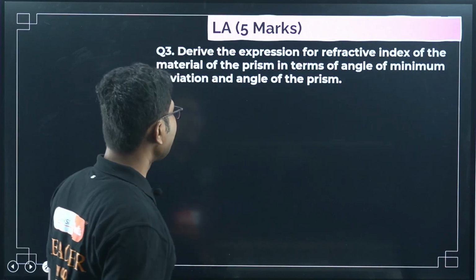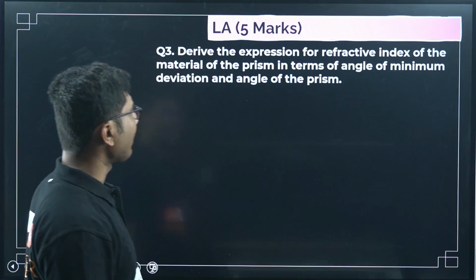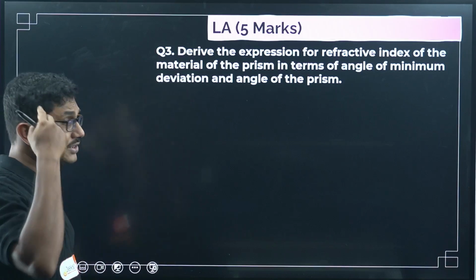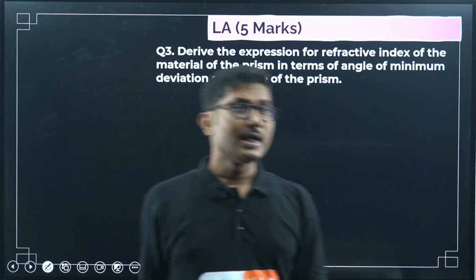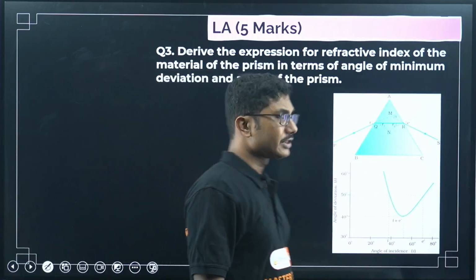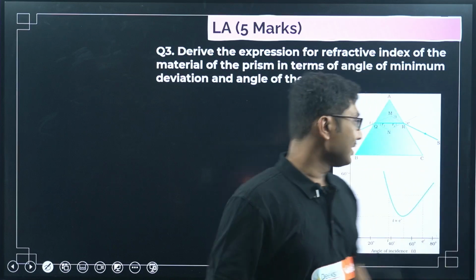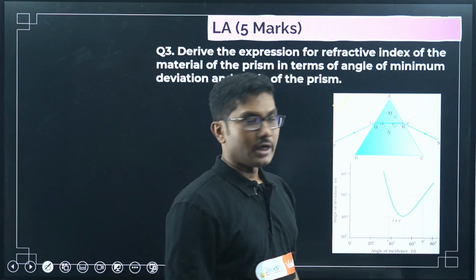Now, derive the expression for the refractive index of the material of the prism in terms of the angle of minimum deviation and the angle of the prism. This is a tricky question because students don't know how much to write, so that's why I am giving you the written solution. First of all, you have to draw these two diagrams. At least this diagram is compulsory, this diagram is optional, but if you draw it, it's very good.